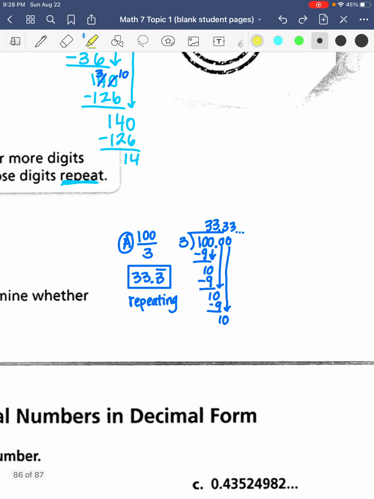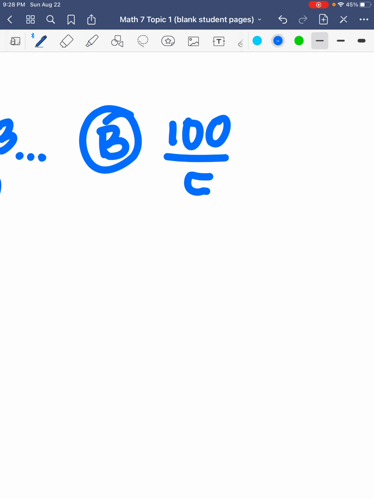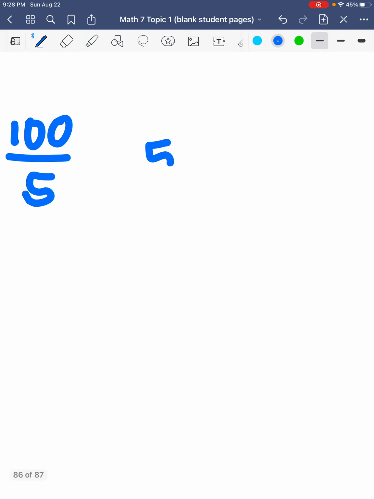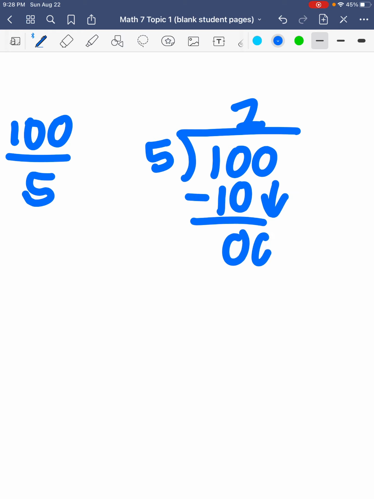So let's look at B. So B is 100 over 5. So let's set that up for long division. 5 goes into 10 2 times. 5 times 2 is 10. I get 0, and I bring the 0 down. 5 goes into 0 0 times. 5 times 0 is 0, and so on.